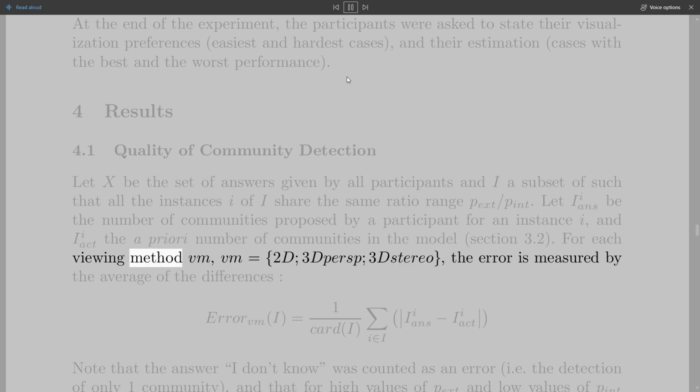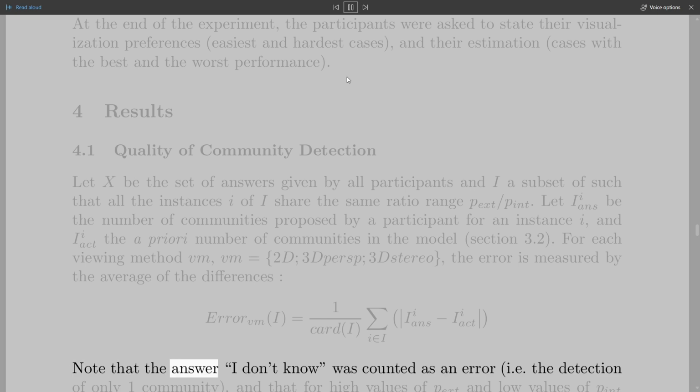For each viewing method VM equals 2D, 3D perspective, 3D stereo, the error is measured by the average of the differences, Error_I equals 1 over Card(I), sum over i in I of the absolute value of ANS_i minus ACT_i. Note that the answer "I don't know" was counted as an error, i.e.